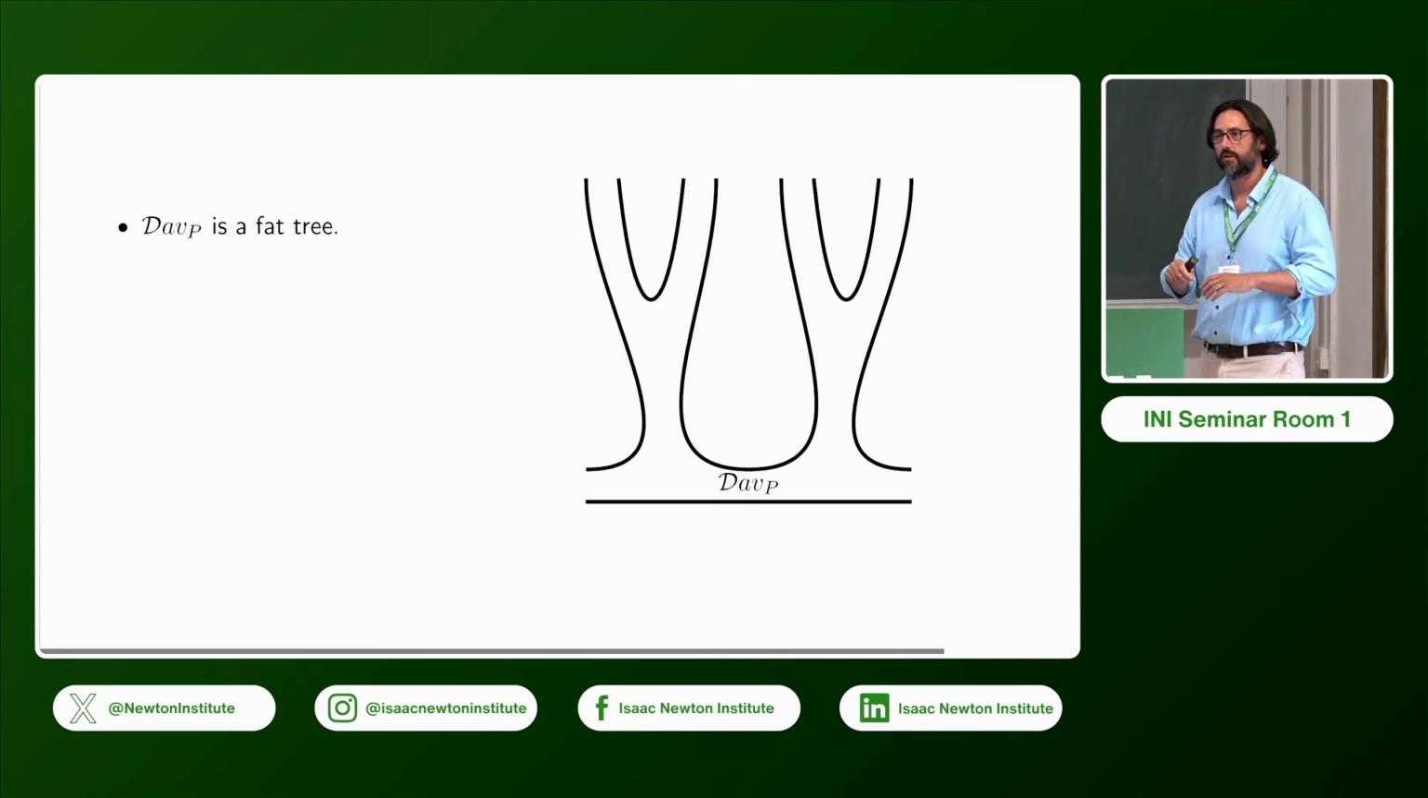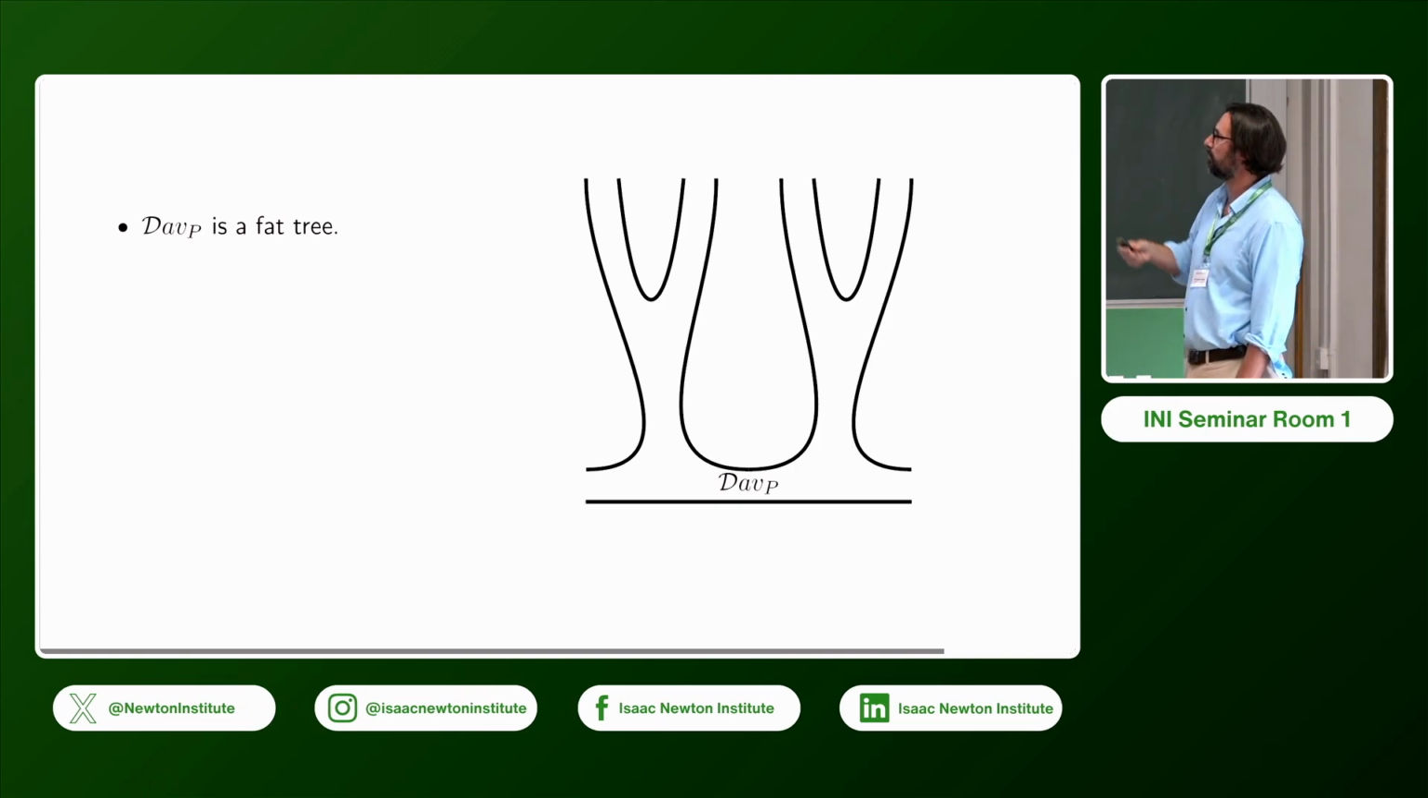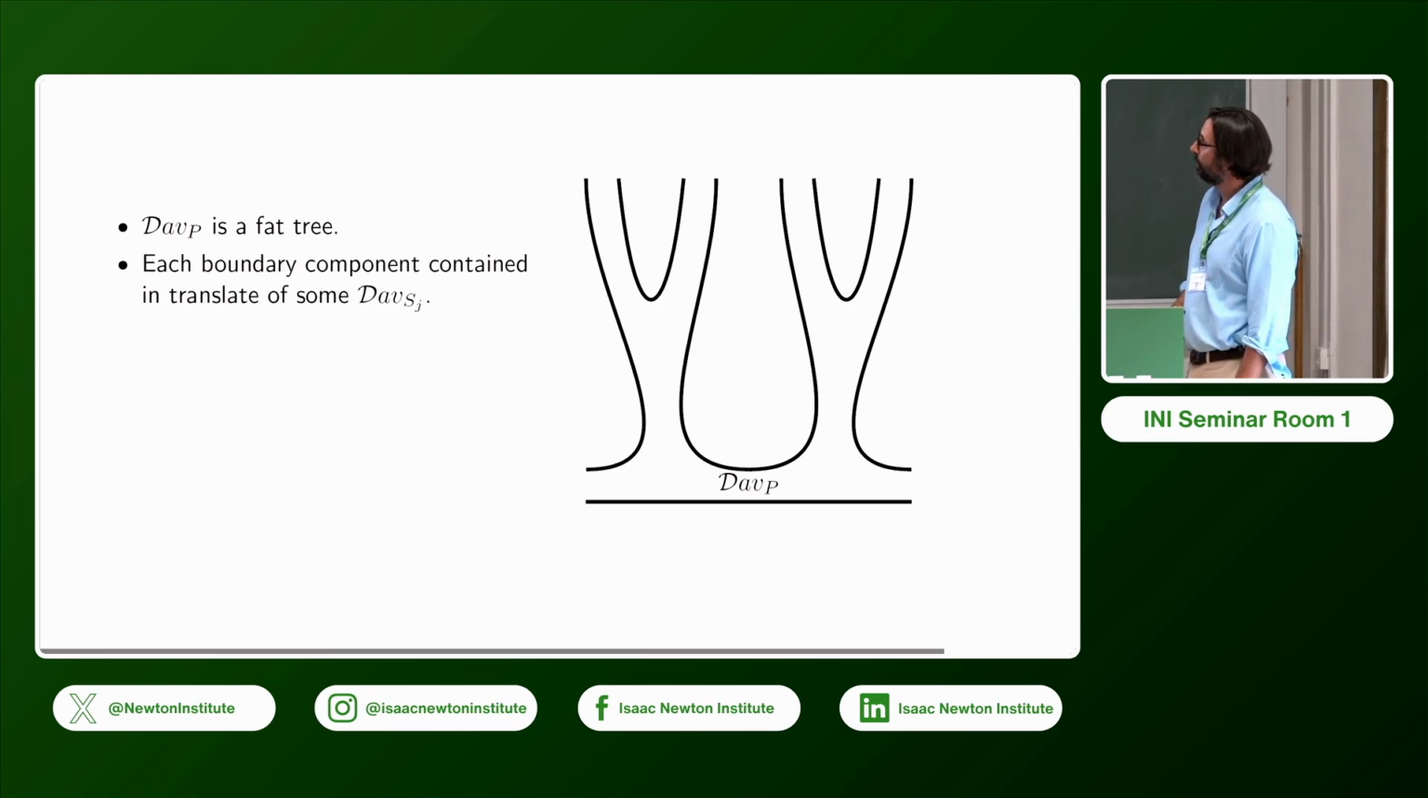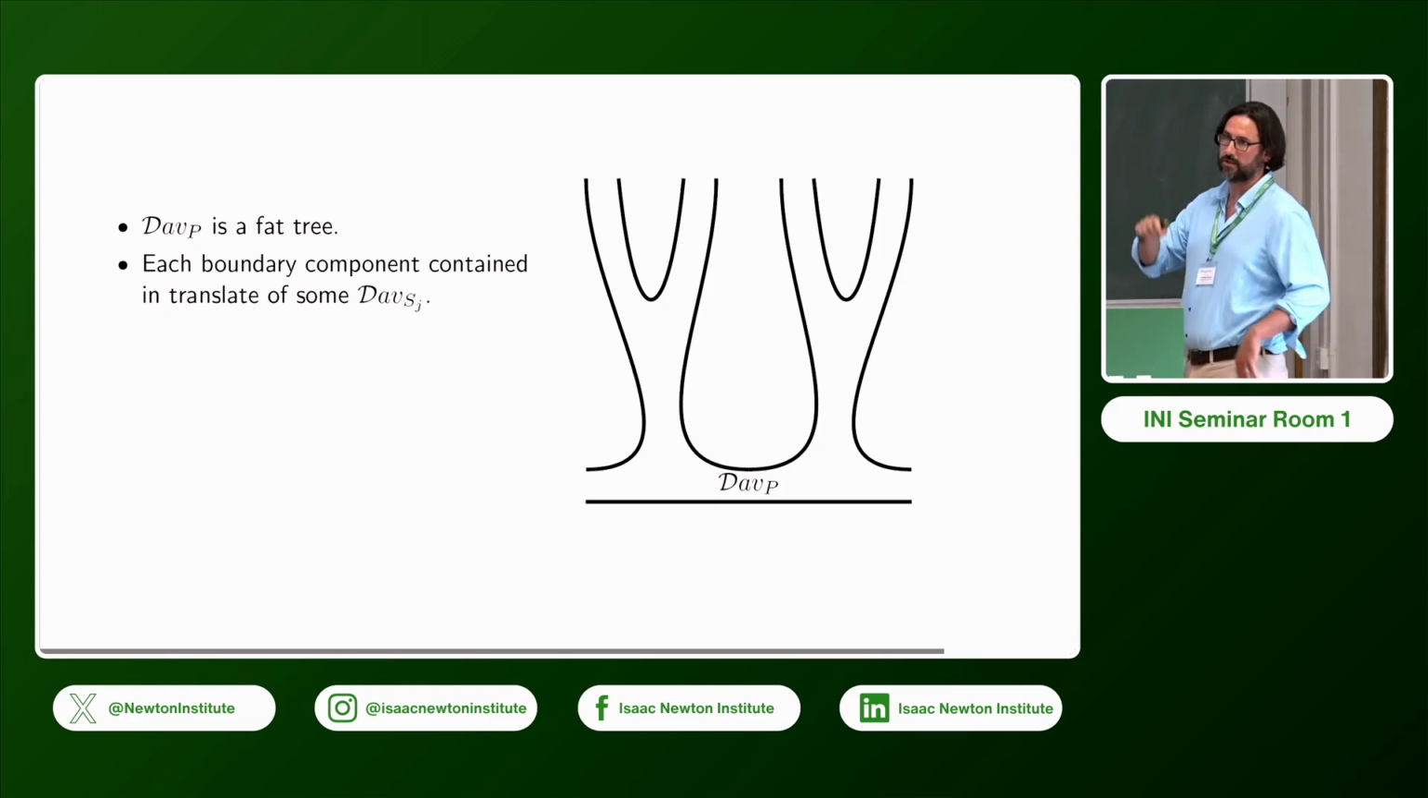So it's a surface with boundaries, so its universal cover is like a thickened tree. It's uniformly thick, or at least there's a bound on how thick it is because there was some finite surface that you were building from, but it's got these boundary components. So it's some kind of a fat tree. And each of the boundary components is contained in a translate of a single one of the SJs, because that was a missing edge that was contained in exactly one of the SJs.